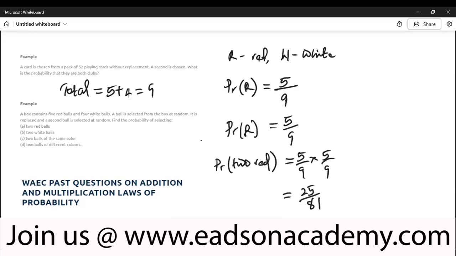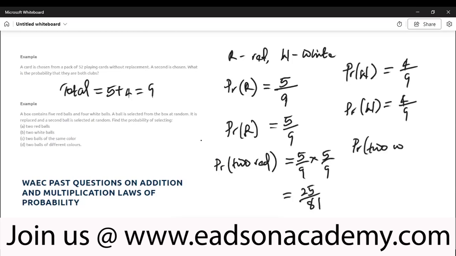Then B says 2 white balls. How many white balls do we have? 4 white balls. So the probability that the first is white is 4 over 9. The probability that the second is also white is also 4 over 9 because we replace it. Had it been without replacement, then that would have been 3 over 8. But in this case, we are replacing it. So the probability that both of them are white, that is 2 white, is 4 over 9 times 4 over 9. 4 times 4 is 16, 9 times 9 is 81. I don't think anything divides 16 and 81, so we'll leave the answer down.